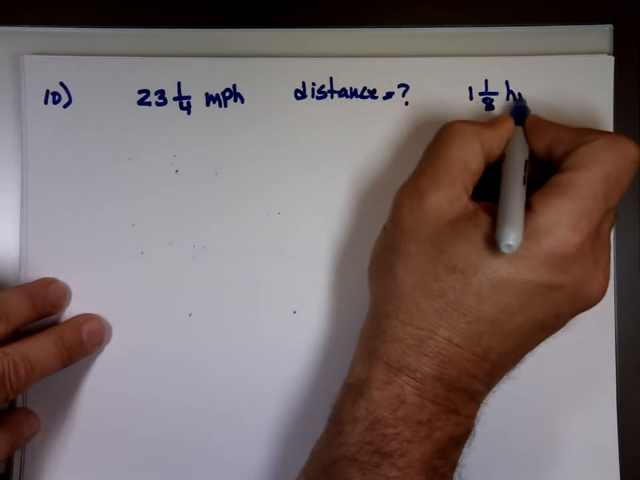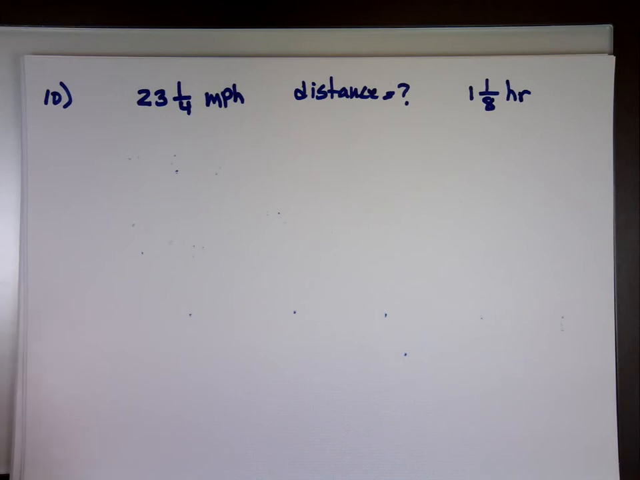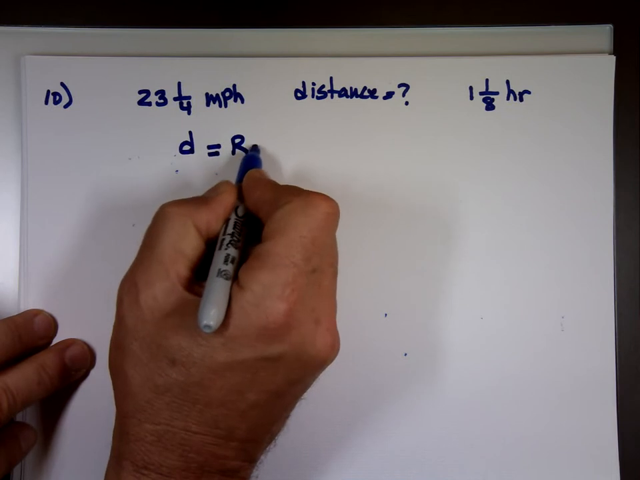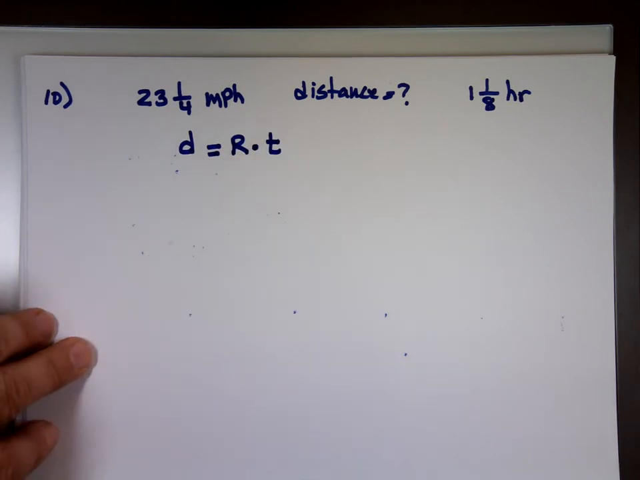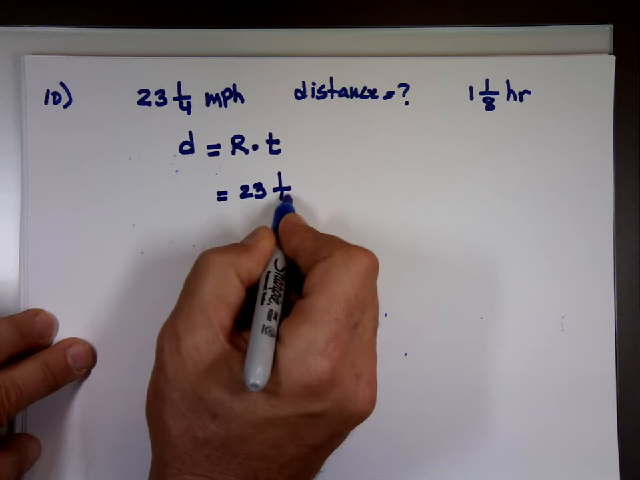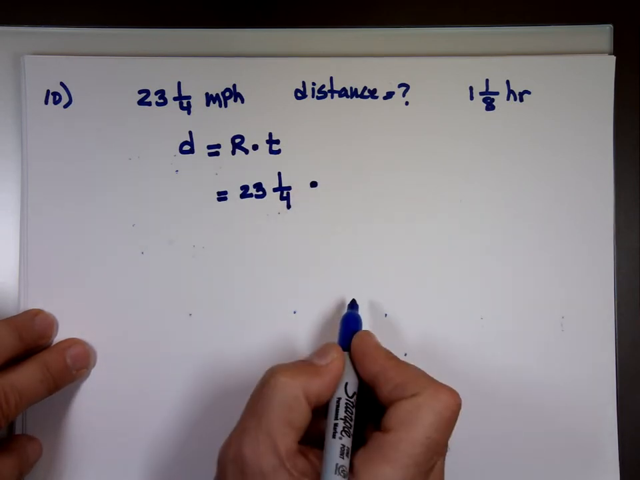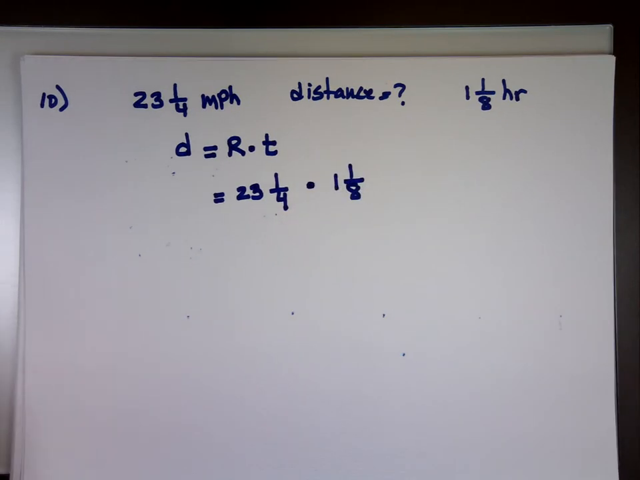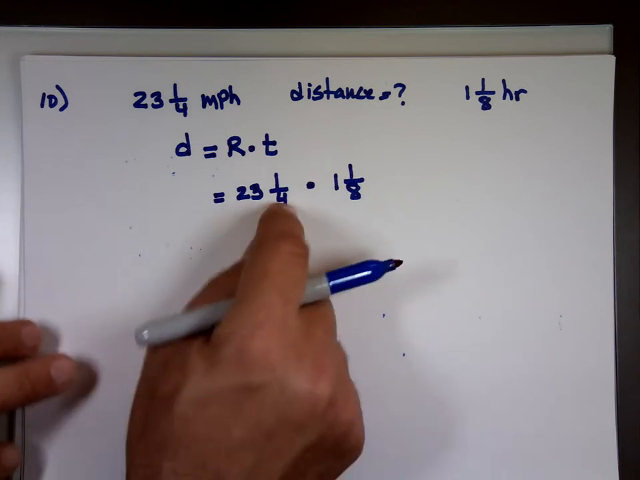Now to do this problem, there's one equation you should know, or they want you to know, and that's what? Distance equals what? Rate times time. That's a common equation. Distance is rate times time. Your rate is your speed. How fast are you moving? You're moving at 23 1/4 miles per hour. The time is 1 1/8. So we need to multiply these numbers. Change them to improper fractions.